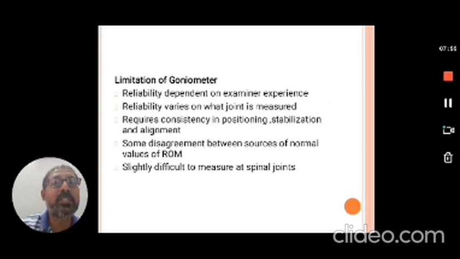These are the limitations with respect to the goniometer. Reliability is dependent on the examiner's experience, as it is a subjective measure, and the reliability varies with the joint which is going to be measured. It requires consistency in positioning, stabilization and alignment of the segment which is going to be examined. There is some disagreement between the sources of normal values of range of motion, and it is slightly difficult to measure at spinal joints.